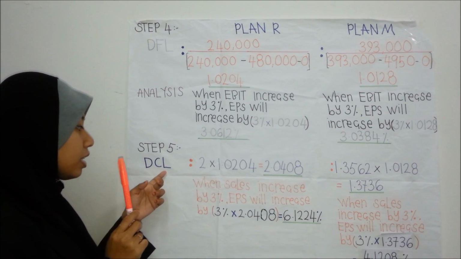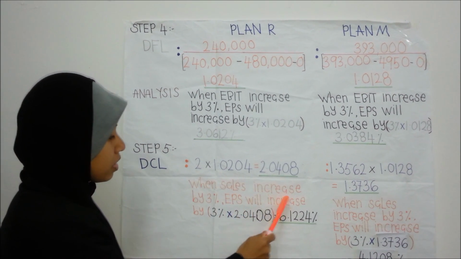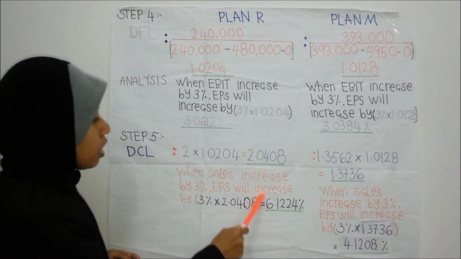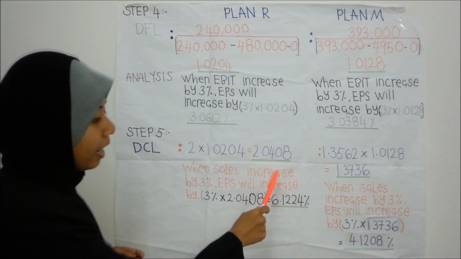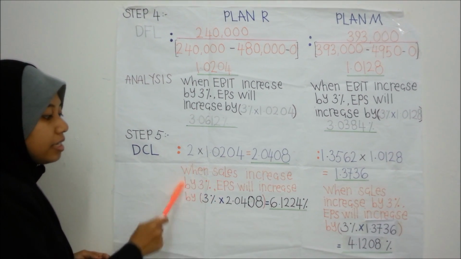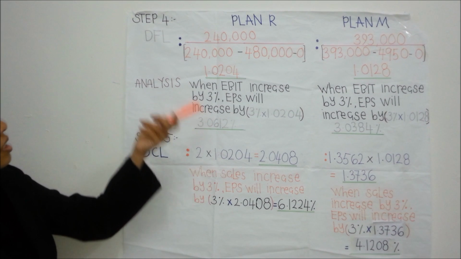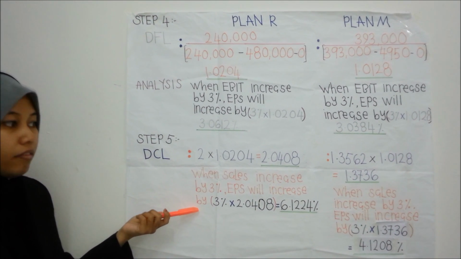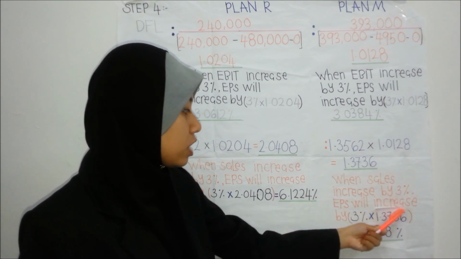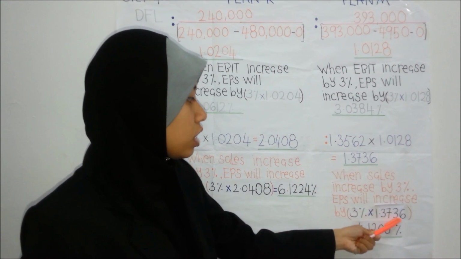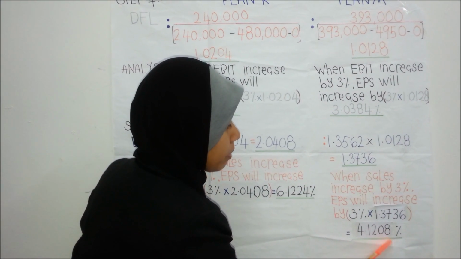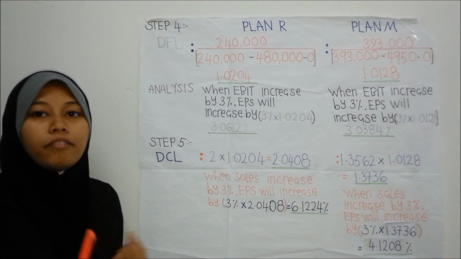So for the degree of combined leverage analysis for plan R, when sales increase by 3%, earnings per share will increase by 3% times 2.0408, which we get from the degree of combined leverage for plan R, and we get the total 6.1224%. For the 3% increase, you have to choose the same one as with the degree of financial leverage and degree of operating leverage. Then for plan M, when sales increase by 3%, earnings per share will increase by 3% times 1.3736, which we also get from the calculation of degree of combined leverage, and then you will get the total of 4.1208%. This is how you do the degree of combined leverage.